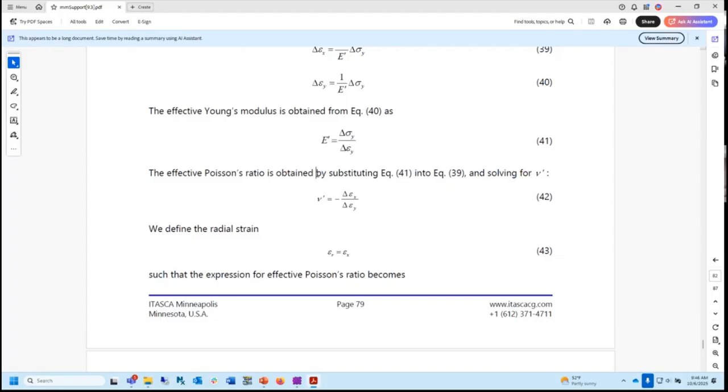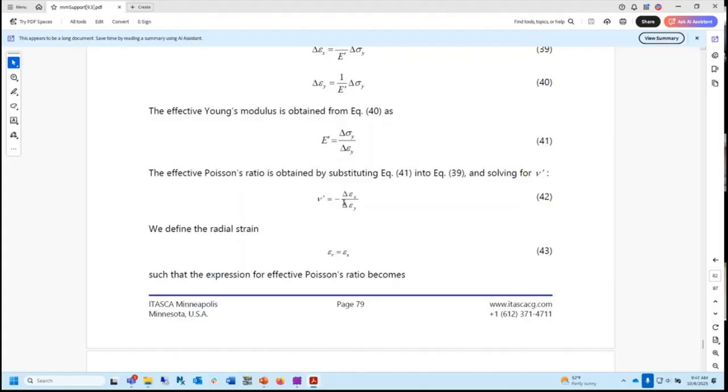I could show you hundreds of published journal papers where people have never thought about this. They just immediately use these expressions and say, oh yeah, that's E and that's nu. And then they just say, oh, it's plane stress. But you can't necessarily say that.